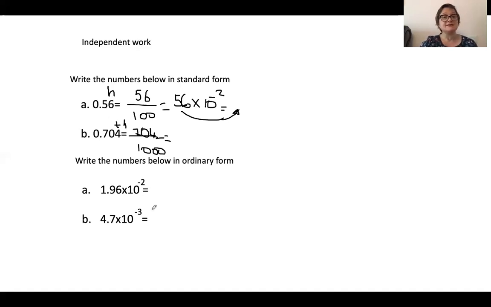Here, exactly the same thing, 10 to the power of minus 2 is actually denominator 100, and 10 to the power of minus 3 is the denominator 1,000. So change them to fractions, and then obviously fractions are divisions. And then slowly, step by step, try to find the right answers.